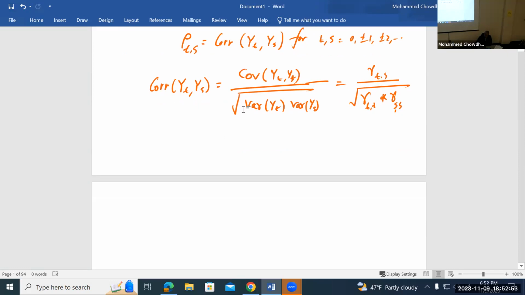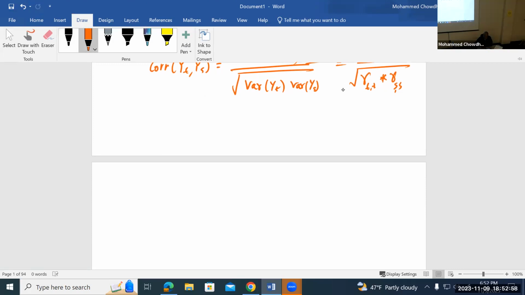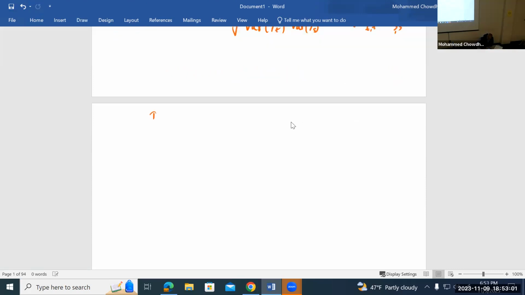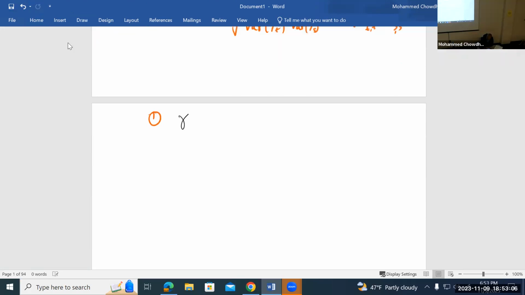Some well-known facts of these are the following. Number one, gamma(t, t) is equal to the variance of Yt. Number two, the covariance notations could be changed. It doesn't matter. This is the covariance structure, and it could be changed that way.